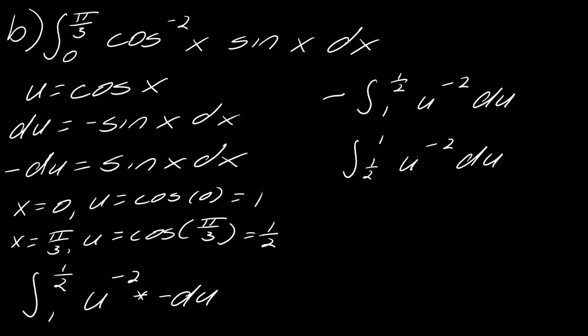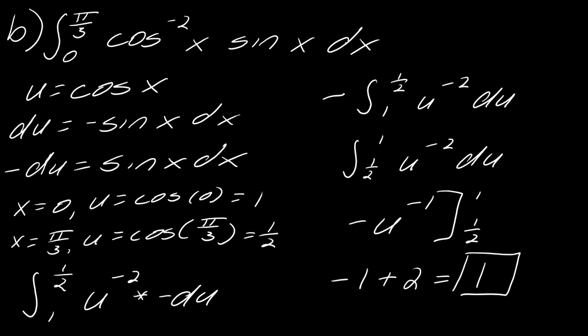This looks very similar to the last problem. So this becomes negative u to the negative first. And then I just have to plug in these numbers here. So this will become negative 1 plus 2. So all of this will ultimately equal 1. So just remember, when you take 1/2 to the negative first, that really just gives you the reciprocal of that fraction. So that will just leave you with 2.